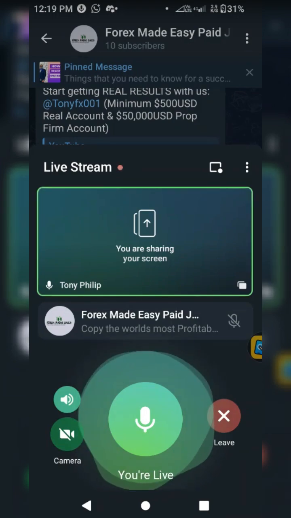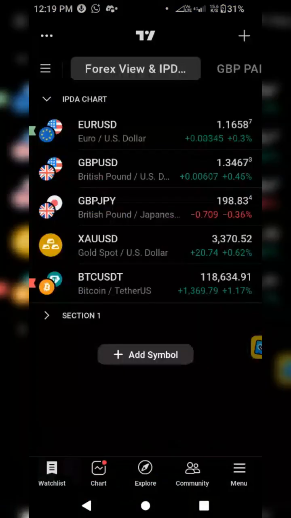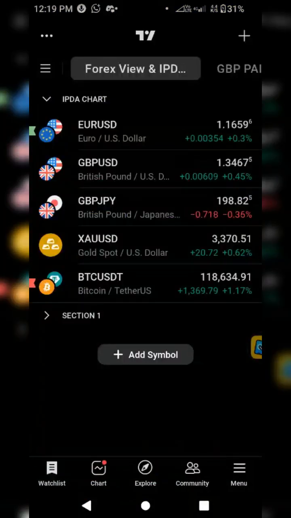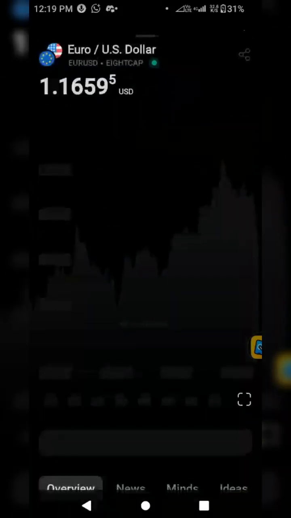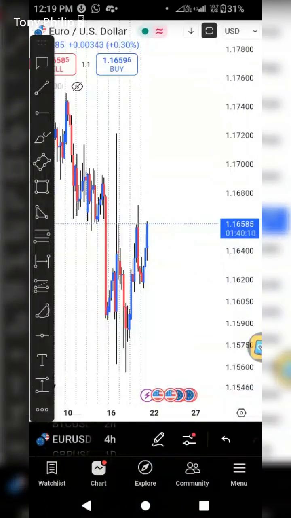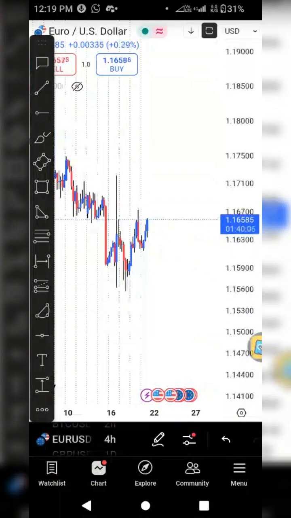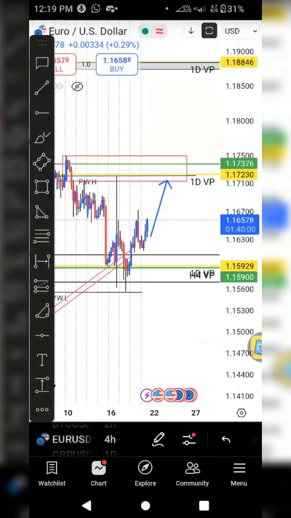So today, we'll be going over these pairs: Euro USD, GBP USD, GBP JPY, XAU USD, and BTC USDT. So we're going to start with the Euro USD pair, the first pair over there. We have a forecast for a buy.